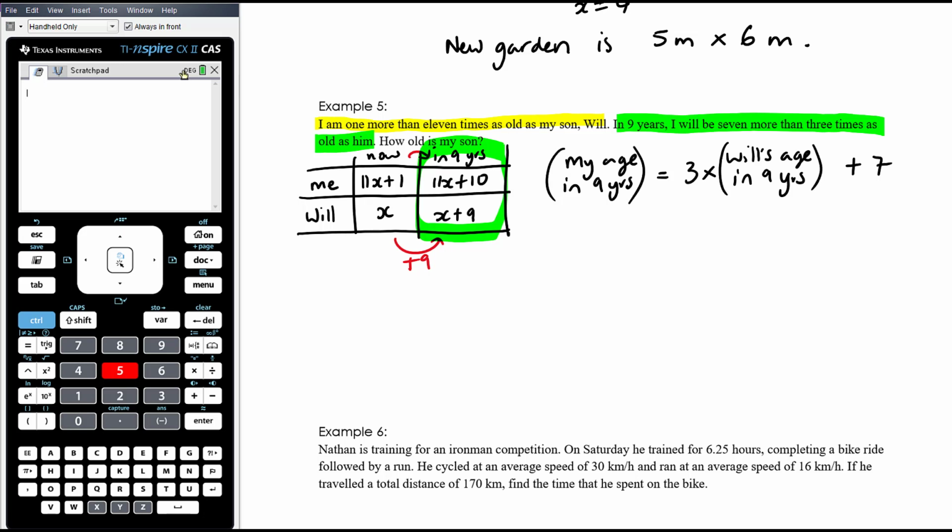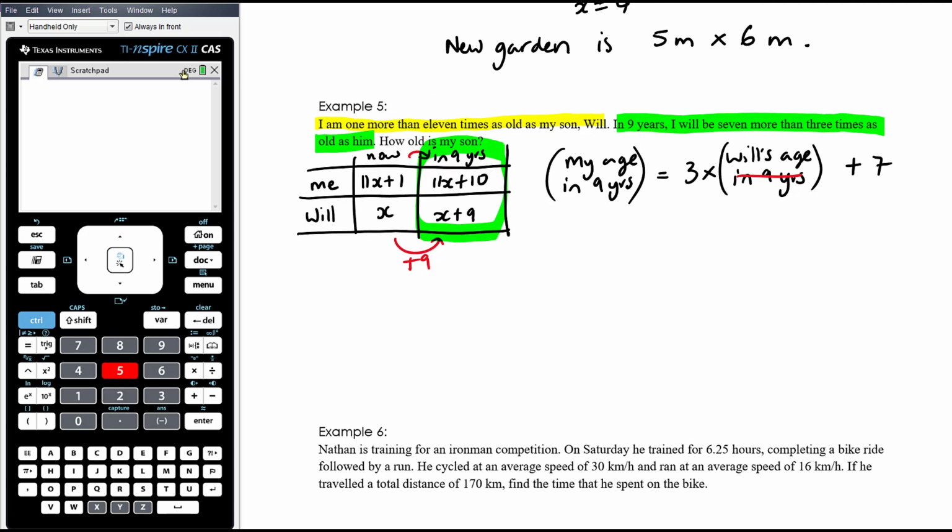Again, interpret it. My age in 9 years' time is equal to 3 times Will's age in 9 years' time plus 7. The error that students make here is they use Will's age now and put x there, but then the second sentence doesn't make any sense. The second sentence doesn't say in 9 years' time I will be this calculation as much as his current age. It's in 9 years' time. This is the connection between our ages, so you need to use the in 9 years' time age for both of you.